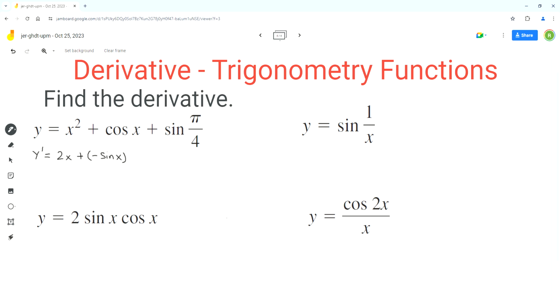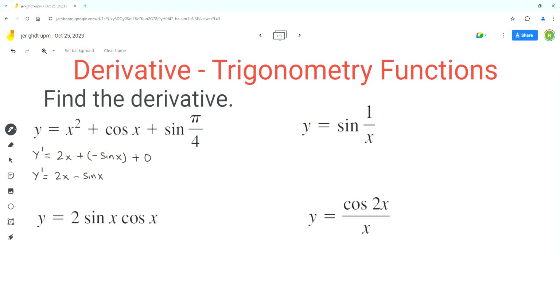There is no x in it. And we know sine pi over 4 is equal to square root of 2 over 2. So it's a constant, and the derivative of this third term is 0, because the derivative of a constant is equal to 0. Now we can simplify this expression. So this should be the derivative of this first function.